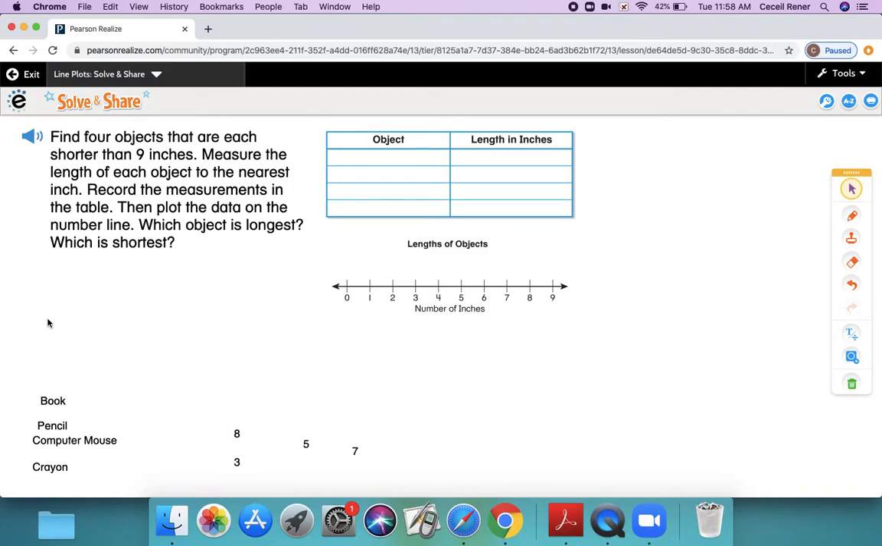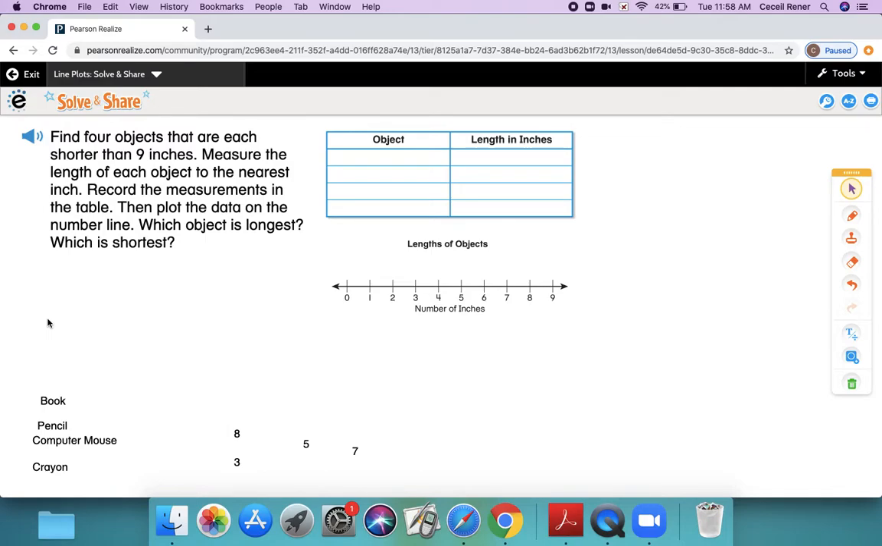Okay, so I'm going to give you a little bit of time to find 4 objects that measure less than 9 inches. That's what they're asking us to do. So go ahead and do that. You can pause the video while you do that.